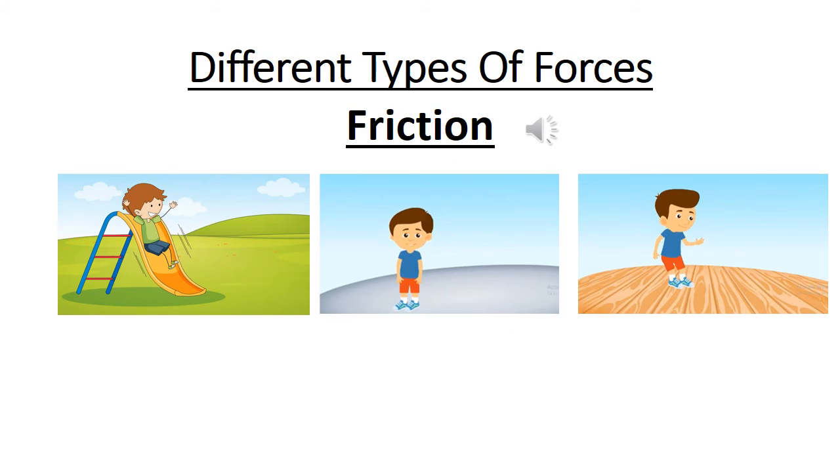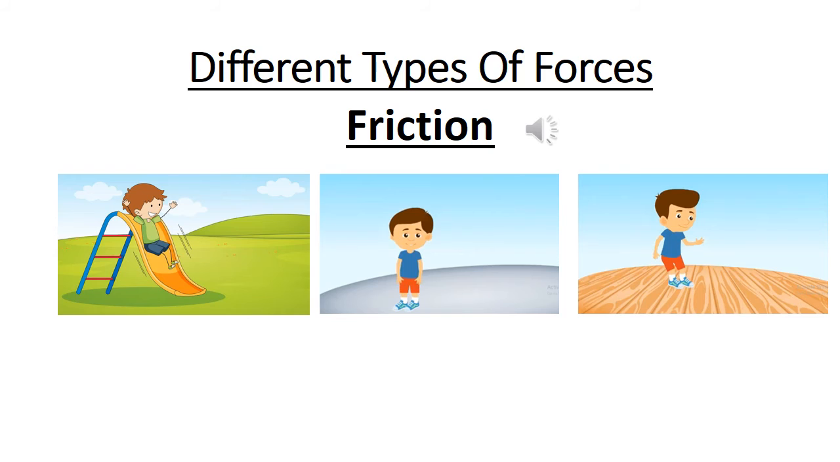Page number 73. Friction. Friction is the force which goes against motion when two surfaces are in contact. It acts in the opposite direction to the motion. Friction is a contact force. Now see the images. When you are sliding, two objects are rubbing against each other, the slide and your body. A force acts due to this. Friction is the force that holds back the movement of a sliding object.